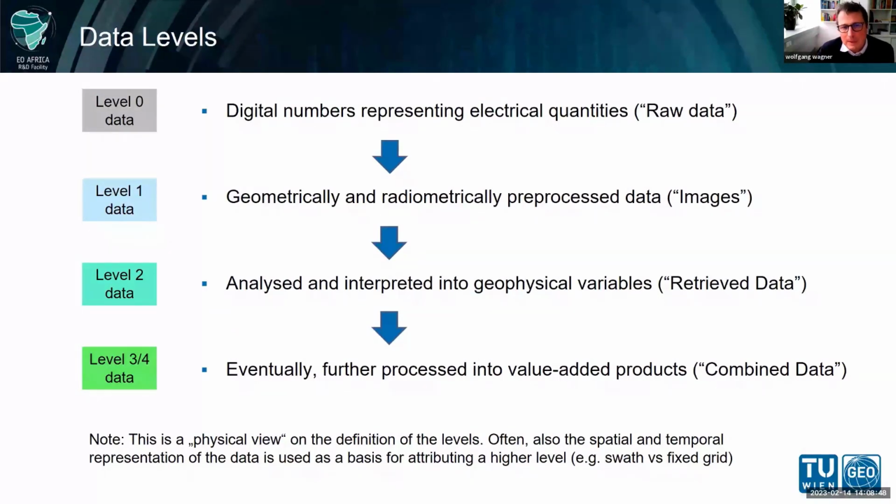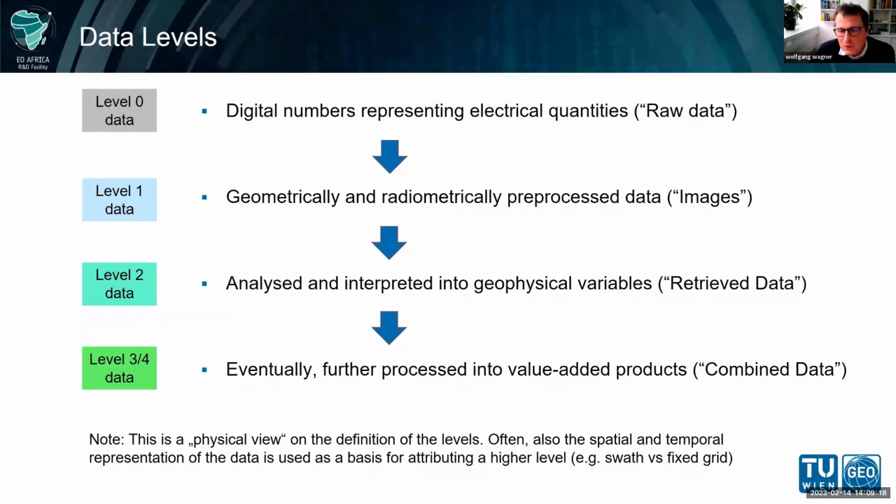The next level are geometrically and radiometrically pre-processed data. So it's typically the level that you can receive from the space agency, like the European Space Agency, or from EUMETSAT, or from NASA. You would typically refer to those level 1 data as images. But in a more generic sense, it's just data representing some geophysical quantity like backscatter or radiance, etc.